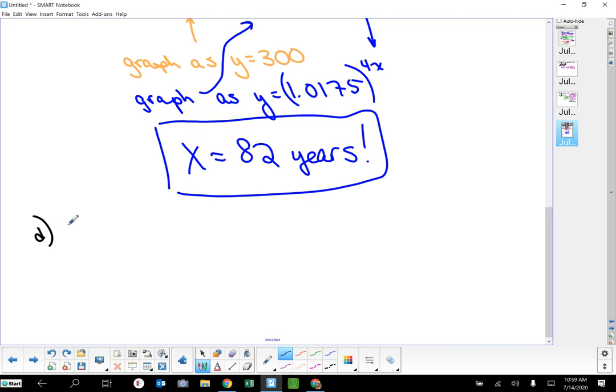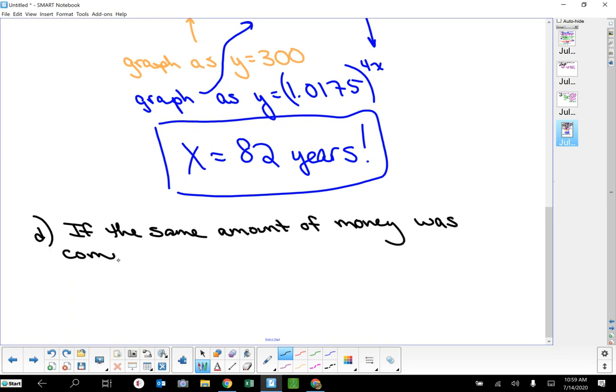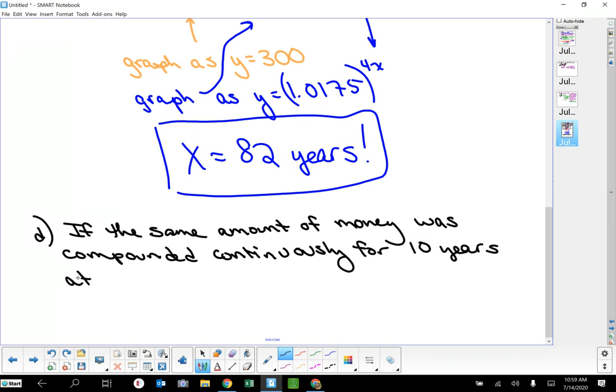The last part says, if the same amount of money was compounded continuously for 10 years at the same interest rate, how much would you have?